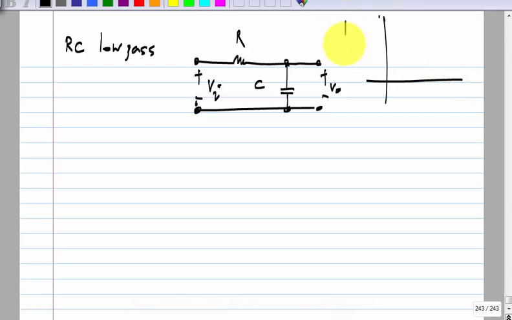In this case, what happens if you look at the frequency response, the magnitude response of V naught by V i. It will be some first order transfer function, right. Okay.